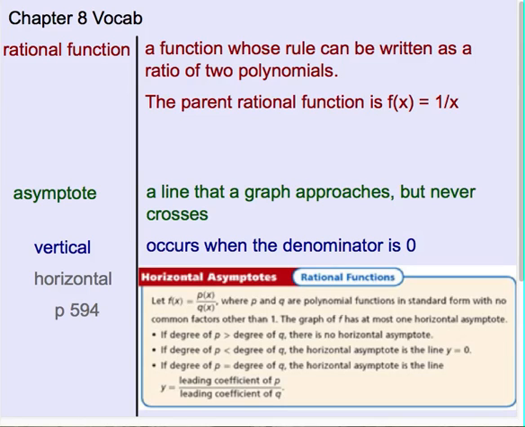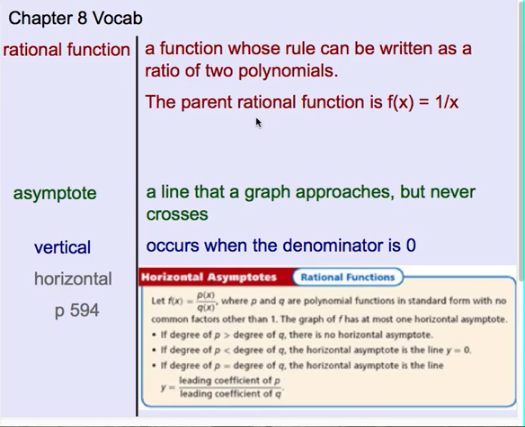Today we're going to take a look at the beginning stages of how to graph rational functions. We're not actually going to graph them until tomorrow. So first of all, a reminder what a rational function is: a function whose rule can be written as a ratio or division of two polynomials. And the parent function of all rational functions is 1 over x.